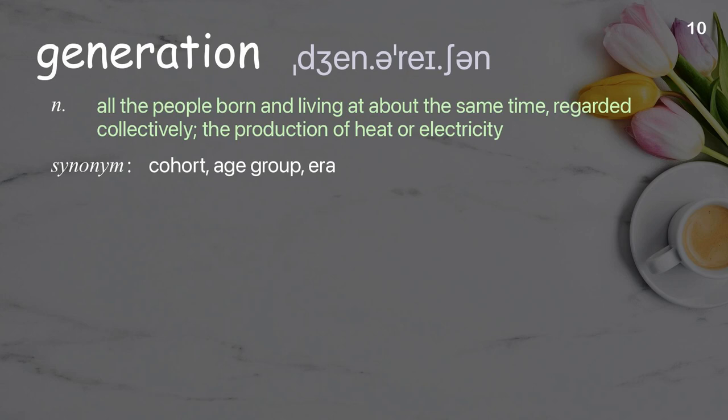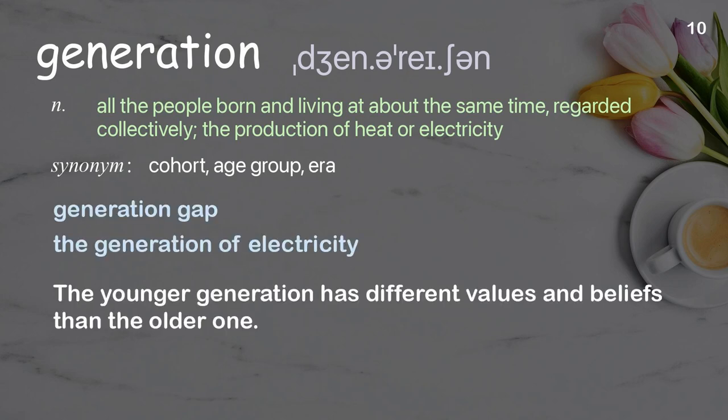Generation. All the people born and living at about the same time, regarded collectively; the production of heat or electricity. Examples: Generation gap, the generation of electricity. The younger generation has different values and beliefs than the older one.